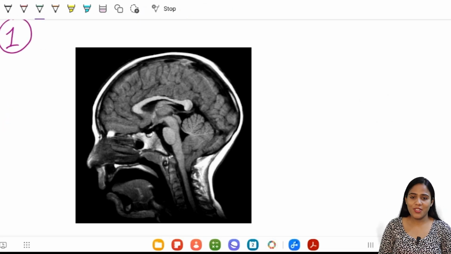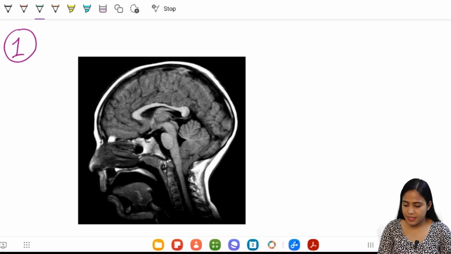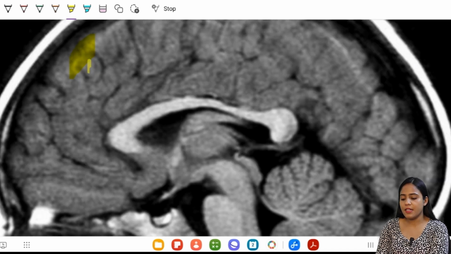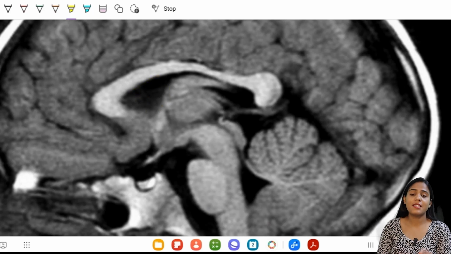What is the first picture that you see here? This is a sagittal MRI, T1, T2. Yes, we can see that the white matter is white, the grey matter is grey, and the CSF is dark. So this is a T1 sagittal.